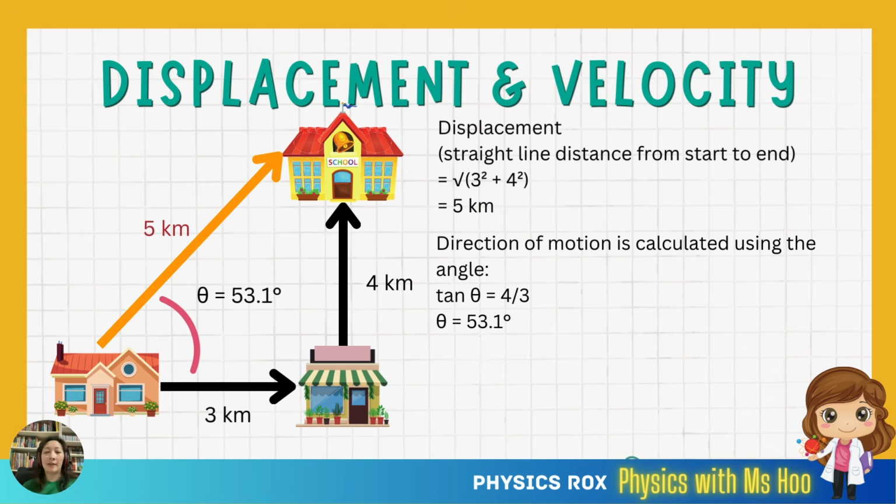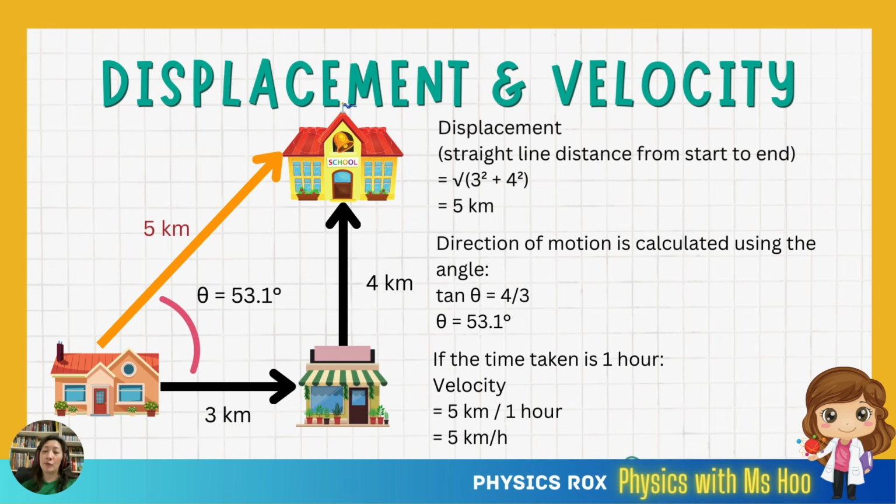To calculate the velocity, just like earlier, all you need to do is take the value of the displacement divided by time. So in this example, the time taken is 1 hour, which means that the velocity is just 5 kilometers divided by 1 hour, giving us the average velocity of 5 kilometers per hour. The direction of the velocity is exactly the same as the direction of the displacement.